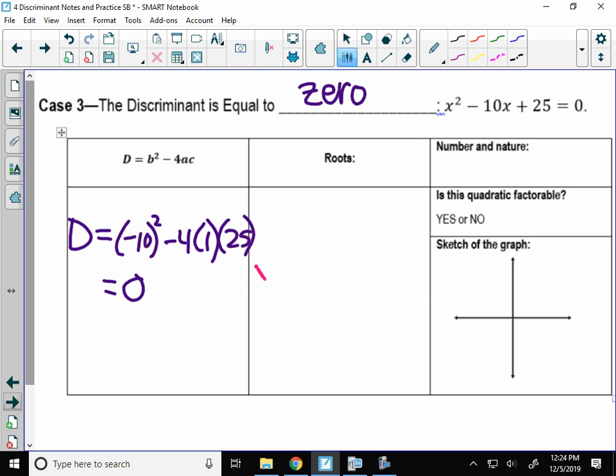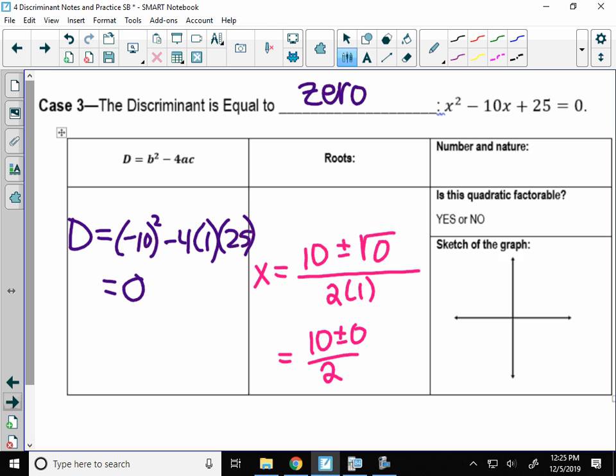Let's calculate our roots. So now we're going to use the quadratic formula. So there's the opposite of b, which is positive 10 plus or minus the square root of 0 over 2 times a. Well, what's the square root of 0? 0. So I have 10 plus or minus 0 over 2. And when I add or subtract 0, does that give me different numbers? No. So I really don't even need that part. I just have 10 over 2, which equals 5.